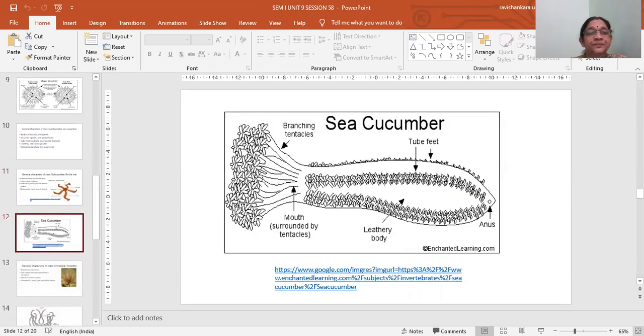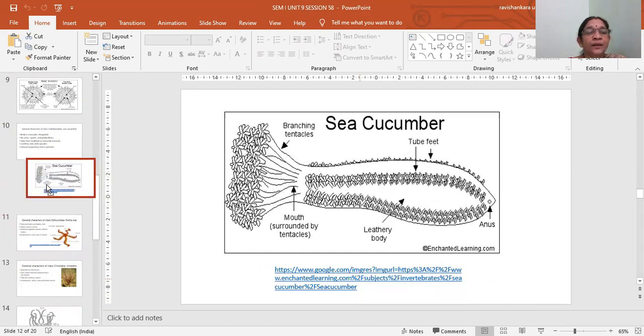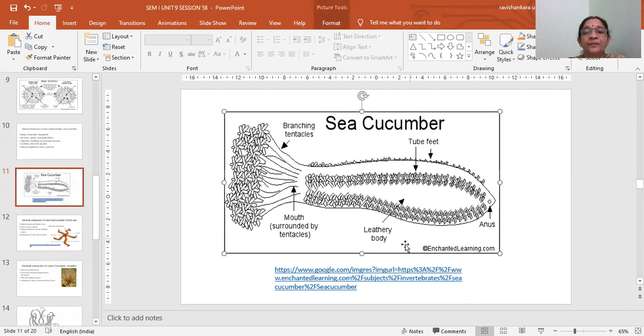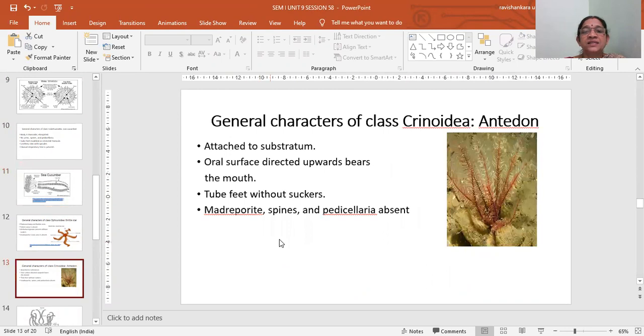Here we have the structure of the sea cucumber, which comes under Holothuroidea. They have an oro-aborally extending lengthwise body, with the mouth surrounded by a tentacular tree-like structure, a leathery body, and tube feet that are aligned. And these are crinoideans, which are the sea lilies.